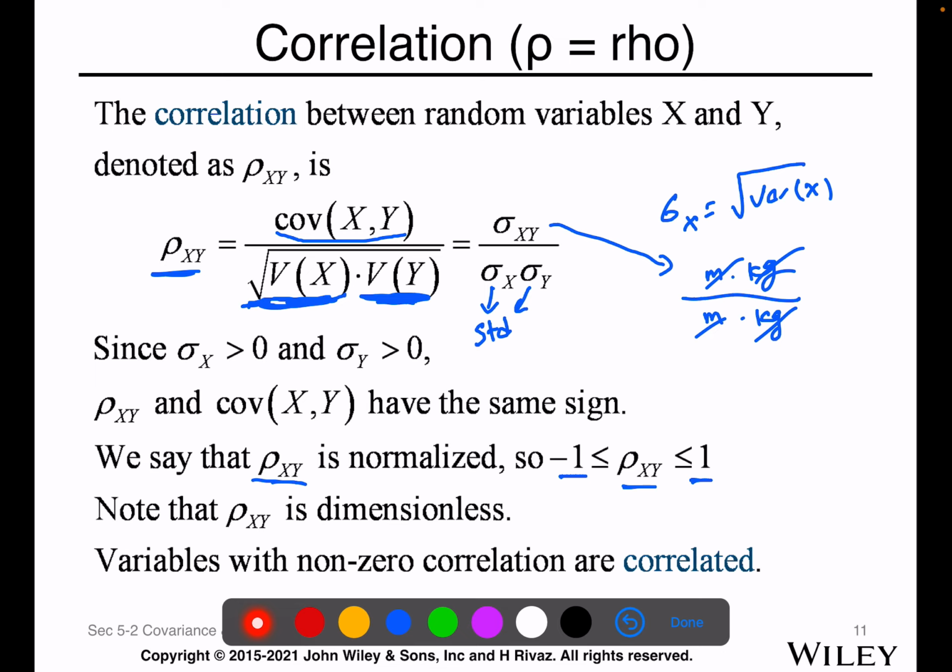And if two variables have non-zero correlation, we say that they are correlated. But if the correlation is 0, we say that they are not correlated.